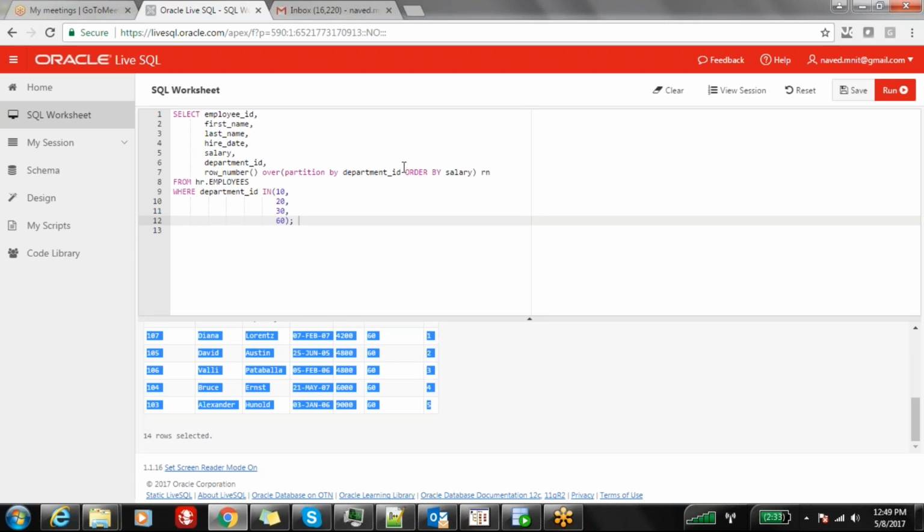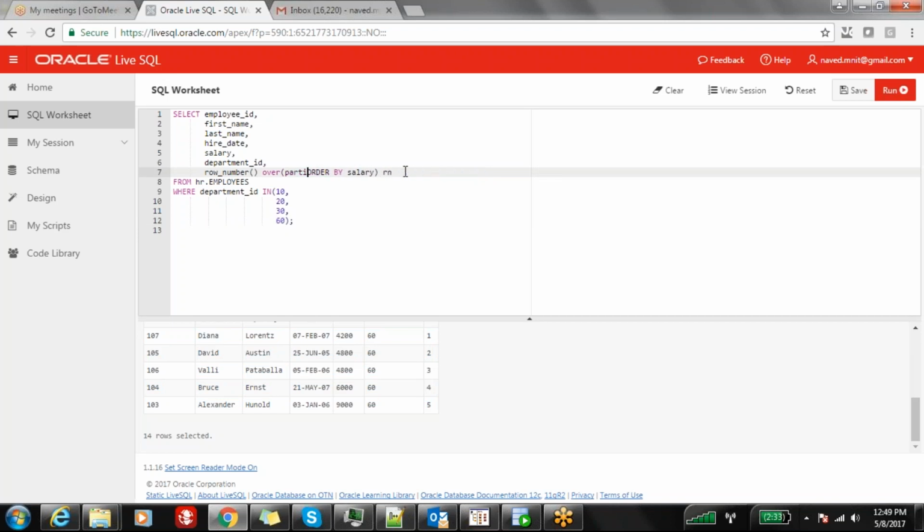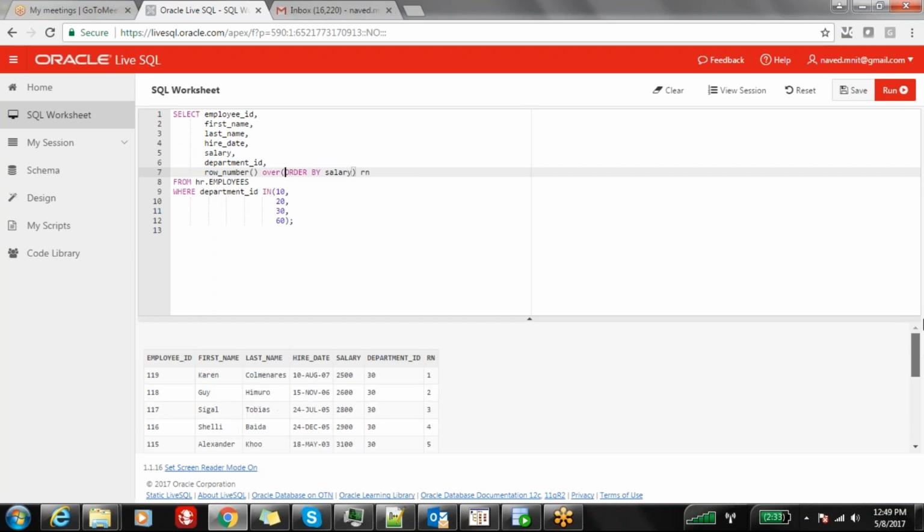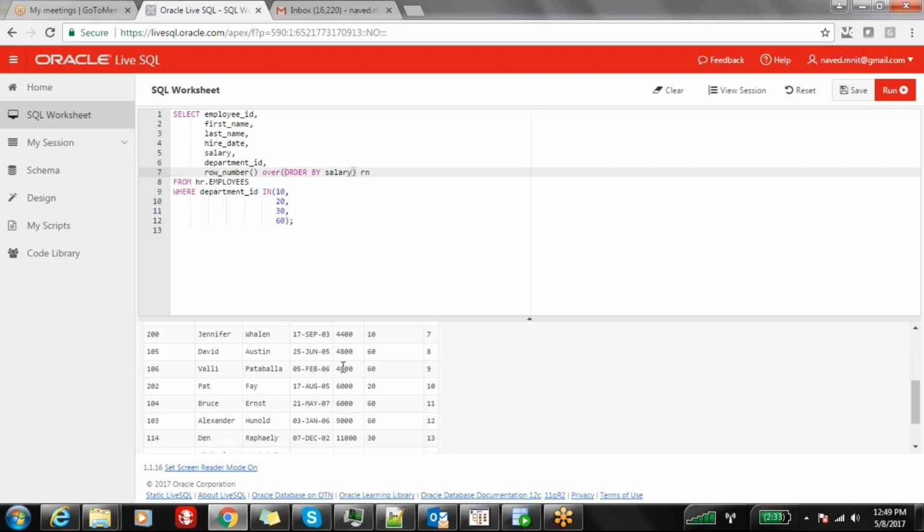If I remove this partition by clause, then it is going to consider the whole set of 14 rows as one partition. And again, if you see, when it encounters the rows with the same salary, it is not giving the same row number to these rows, because as I explained earlier as well, these two rows are different. Even if their salaries are the same, these two rows are completely different, and we are not ranking the rows, we are assigning the row numbers to these rows. So they should have different row numbers, right?